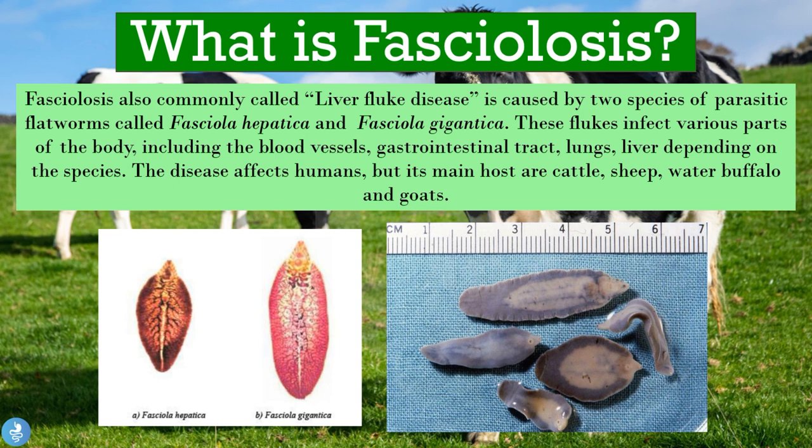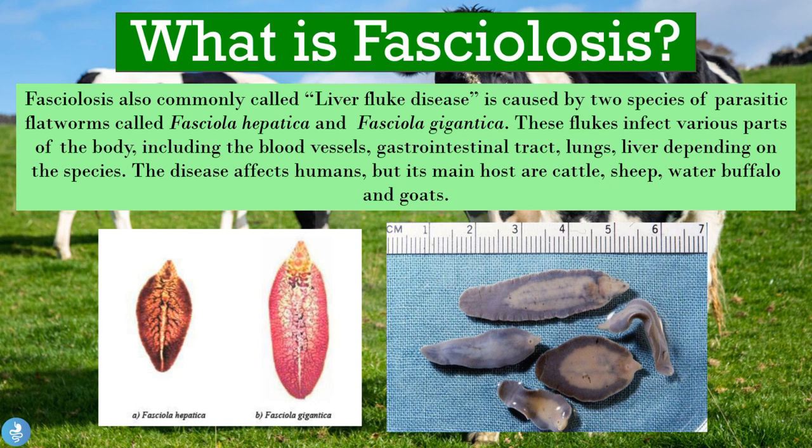So from this definition of fasciolosis, we get that it's caused by two main species of parasitic flatworms called Fasciola hepatica and Fasciola gigantica. Gigantica is actually the largest species of the two, hence the name gigantica. And on the macroscopic aspect, to the naked eye, these flukes actually measure around 2 to 4 centimeters in length.